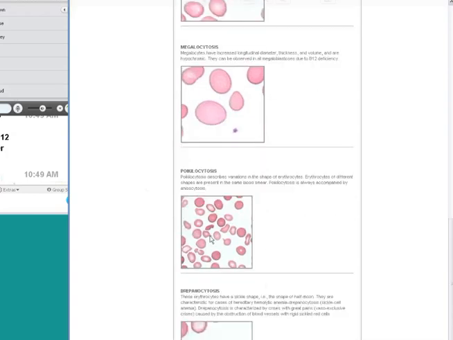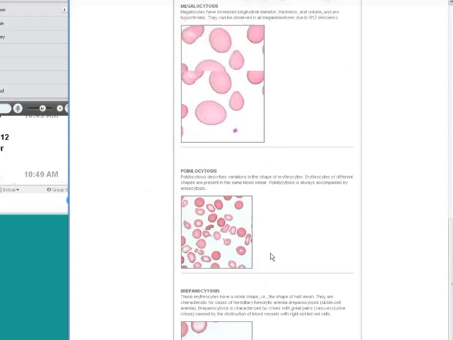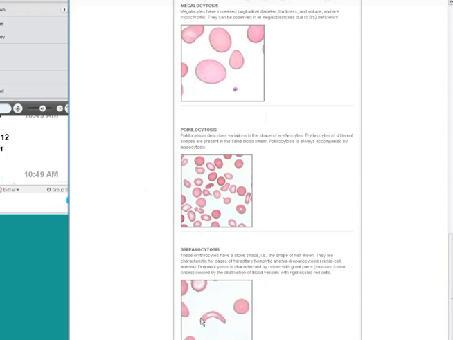Here's poikilocytosis. And that means variations in shape. So if some cells are round, but some cells are square, and some cells look like cigars, and some cells look like Idaho and New Jersey, that's a lot of variation in shape, and that's called poikilocytosis.